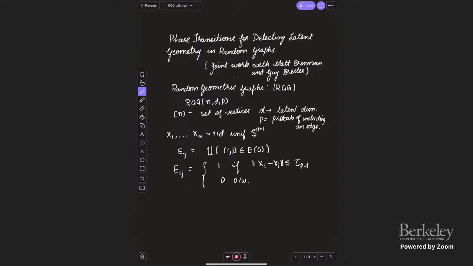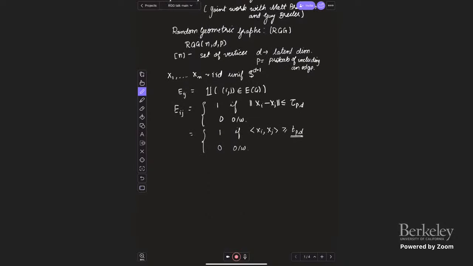Since all these points are on the sphere, we can easily convert it to a more convenient notation involving the inner products. That is, we can write it as 1 if the inner product between xi and xj is greater than or equal to t(p, d), which is a quantity we will be using a lot, and 0 otherwise. The main question we ask is how is it different from Erdős–Rényi random graphs?